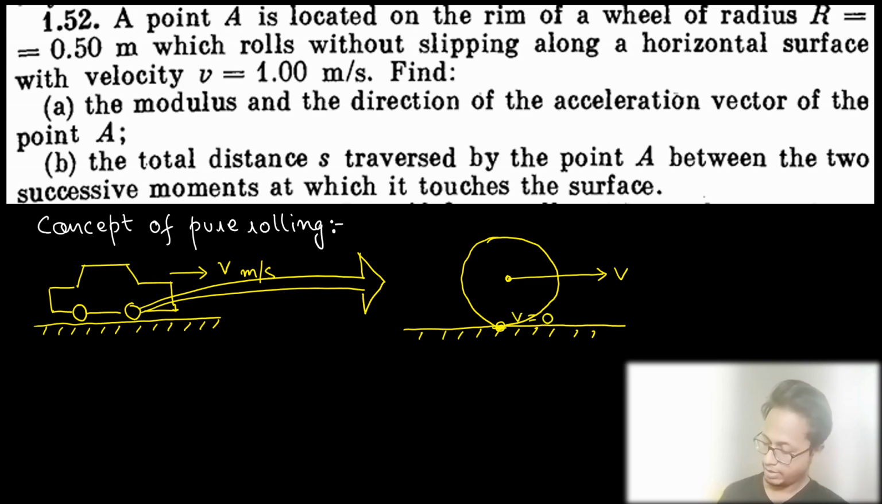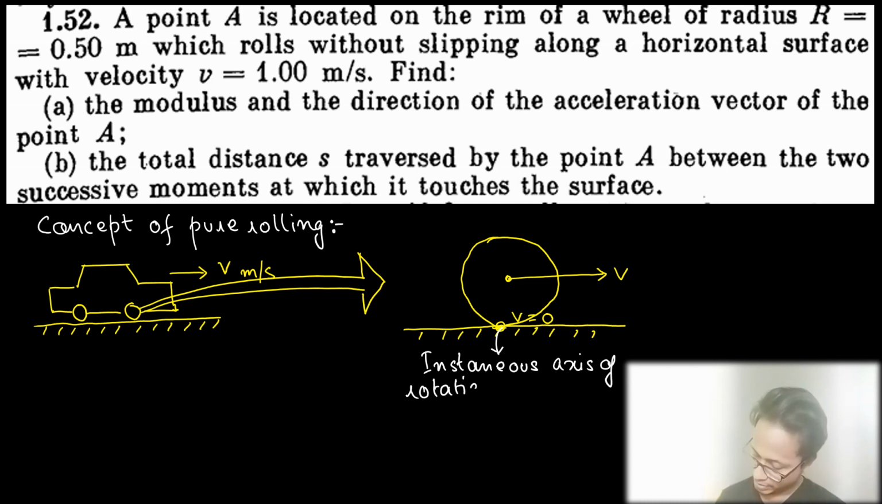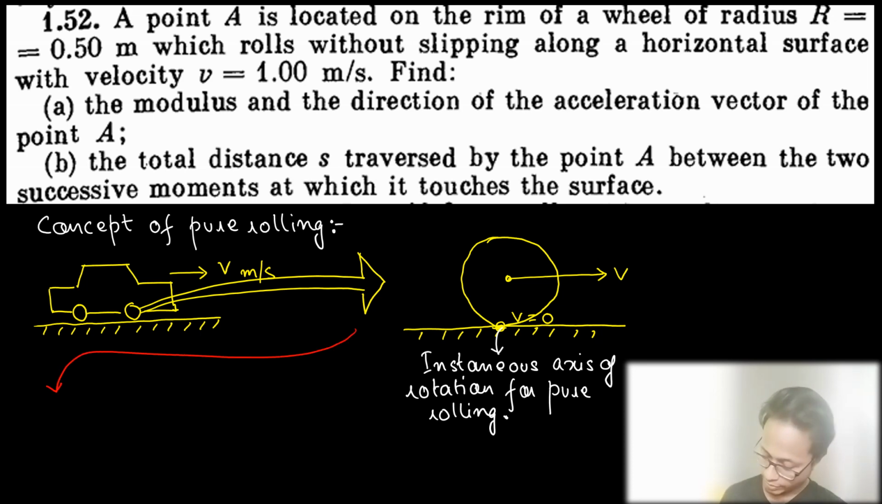Okay. Now, as I said, this is the instantaneous axis of rotation for pure rolling. That means no sliding. That means the wheel does not slide on the surface of the road. Now see, any type of rolling motion can be divided into two types, a combination of two motions. The first one is a rotating motion, and the second one is a translating motion.